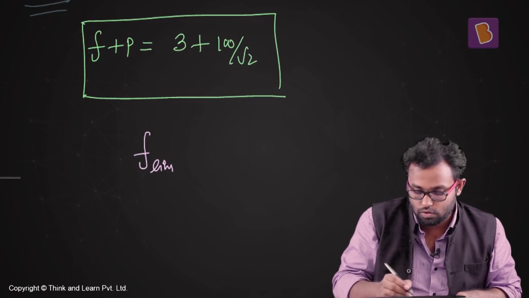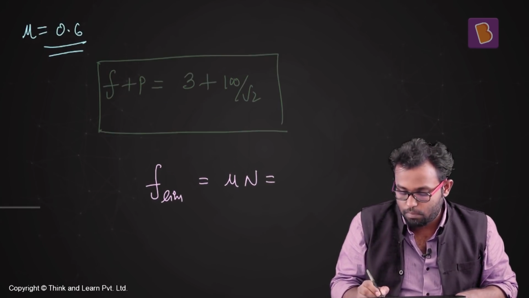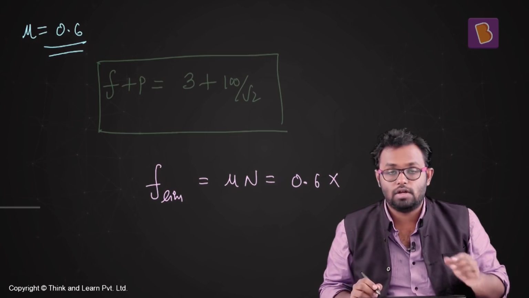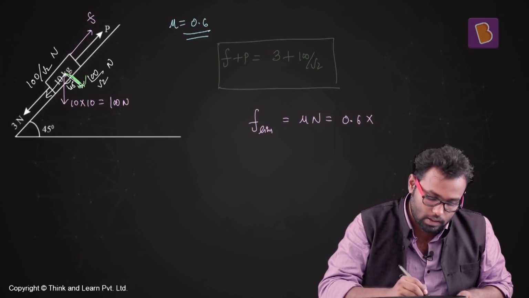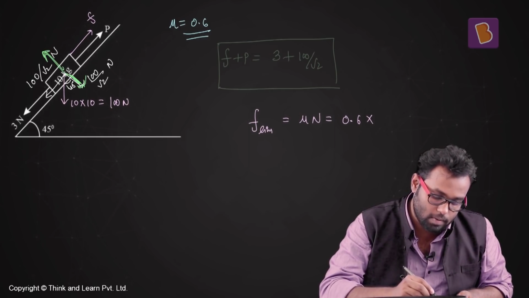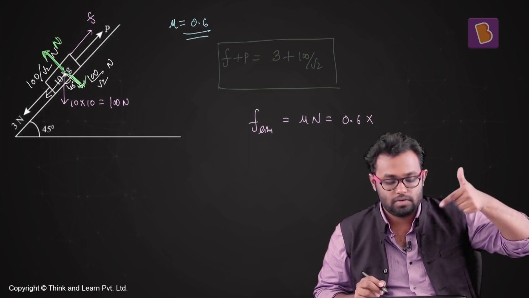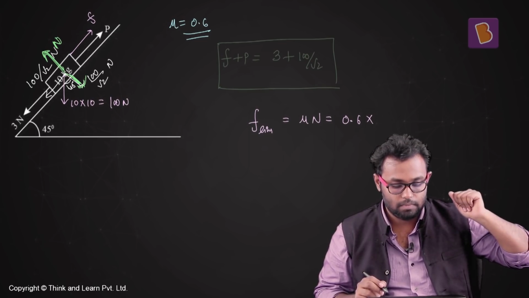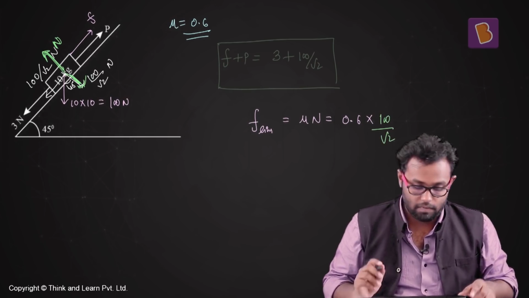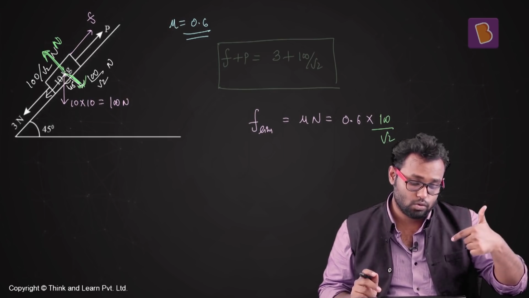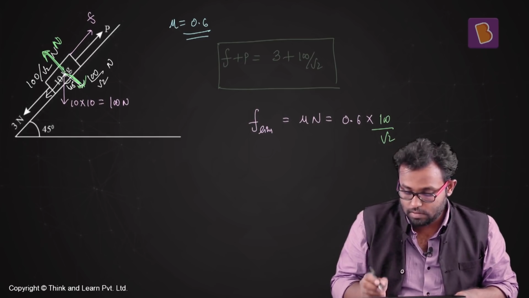The limit of f is equal to mu times N, and in this case your mu is 0.6. And what is the normal reaction? Now here I had 100 by root 2 acting downwards, and there will be normal reaction acting normally, and that's why it's called normal, upwards. That normal reaction must be balancing the component of gravity acting in the perpendicular direction. So N must be equal to 100 by root 2. So right now we find that there are actually 5 forces: 3 Newton, 100 by root 2, that's G, that's F, there's P, and there's normal. Okay, so this is the limit.